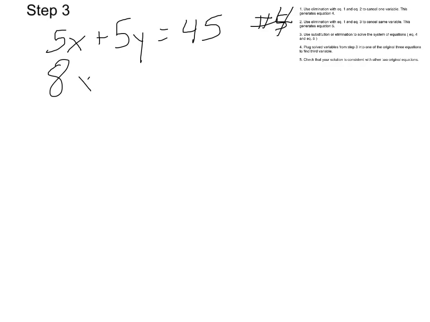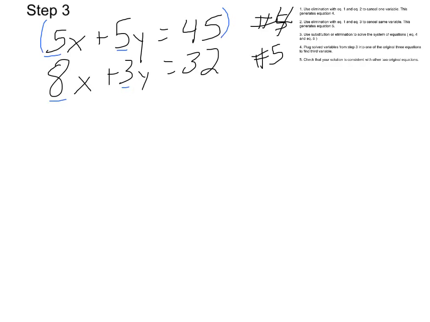Alright, step 3 asks us to use substitution or elimination with equations 4 and 5. And just to recap, number 4 was 5x plus 5y equals 45, and the fifth equation was 8x plus 3y equals 32. If you notice, we don't have consistent leading coefficients here, so if we want to use elimination on these 2 equations, we're going to have to multiply.